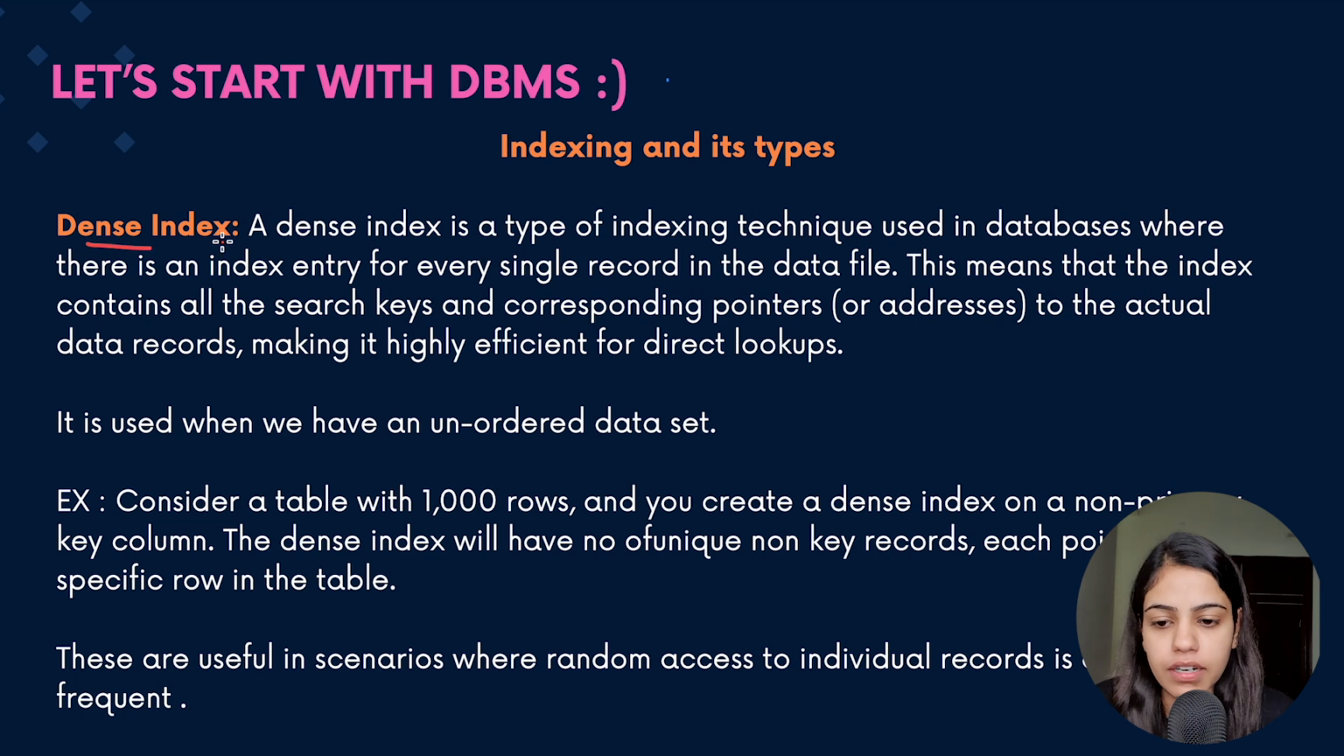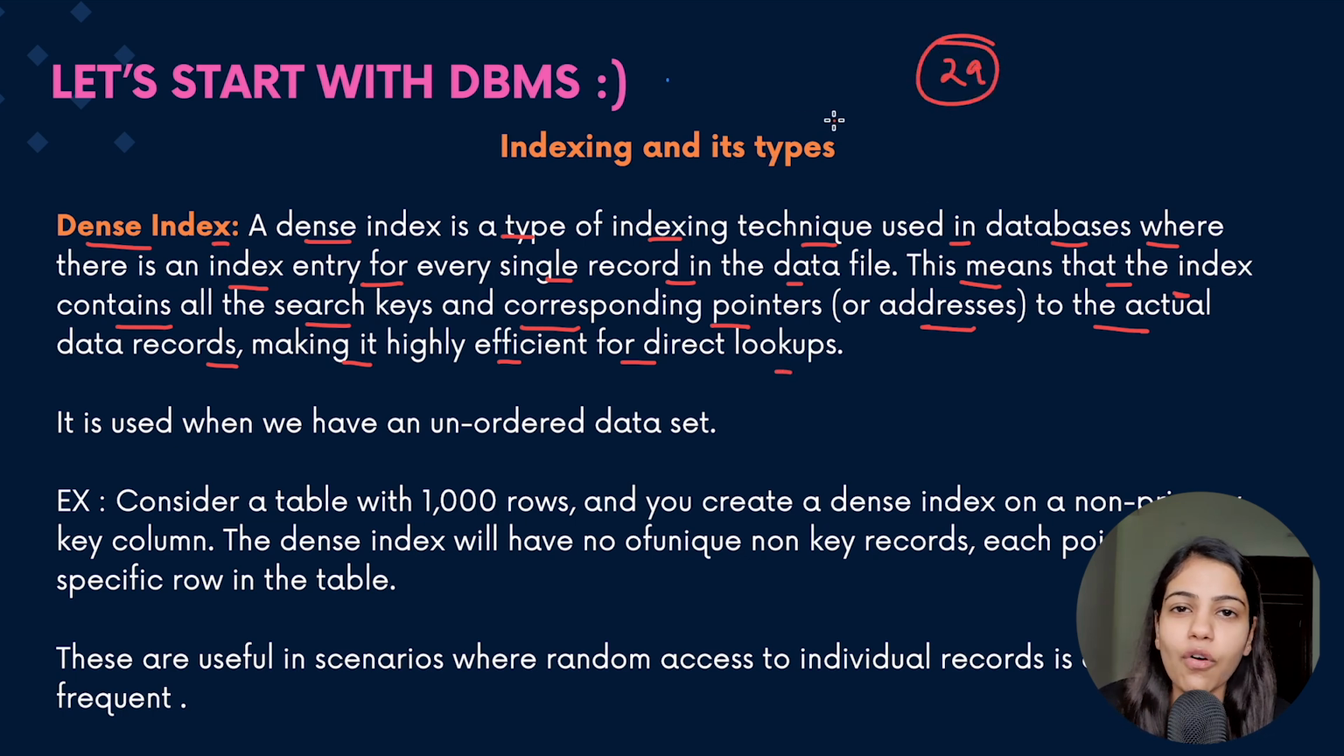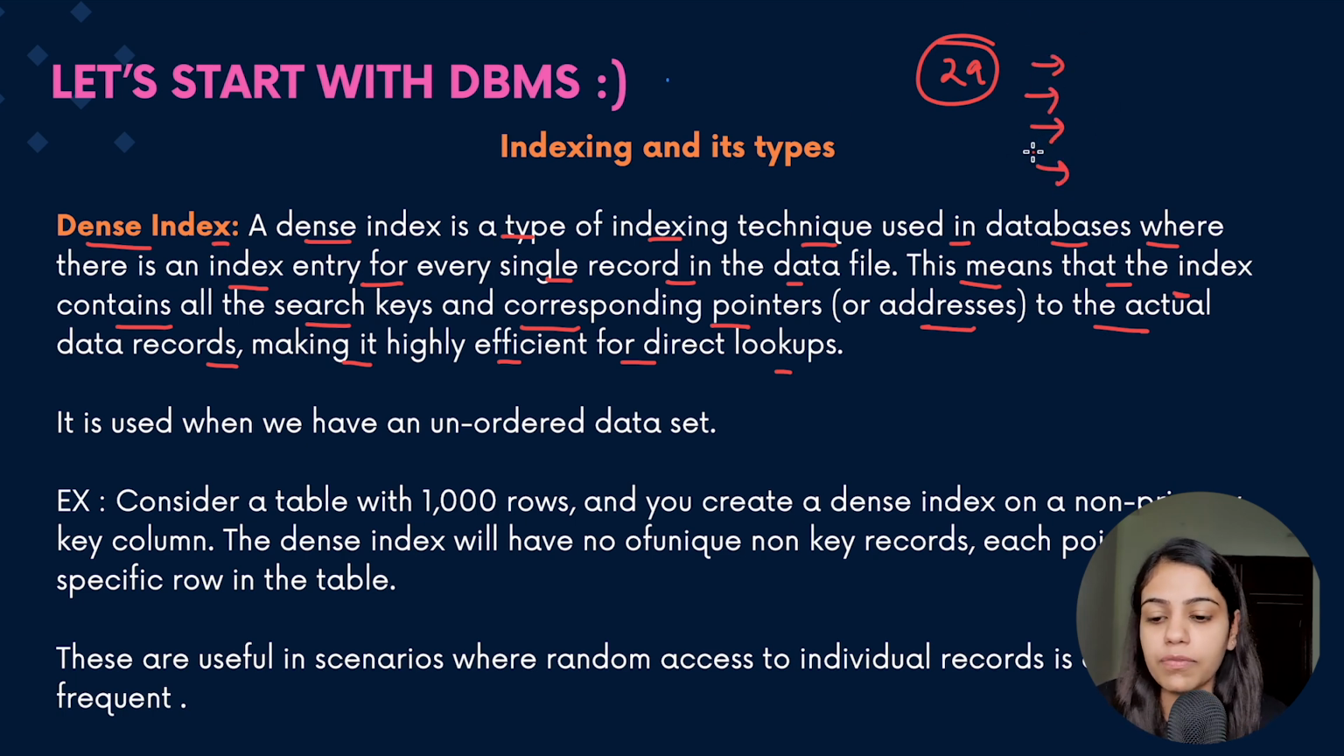Now coming to the dense index. A dense index is a type of indexing technique used in databases where there is an index entry for each and every record which is present in our data file. This means that the index contains all the search keys and corresponding pointers or addresses to the actual data records, making it highly efficient for direct lookup. Whenever you want to search for any random value in non-ordered data, you can just go to the dense index, because it has an entry for each and every record in the table. So you can do a direct lookup from there.